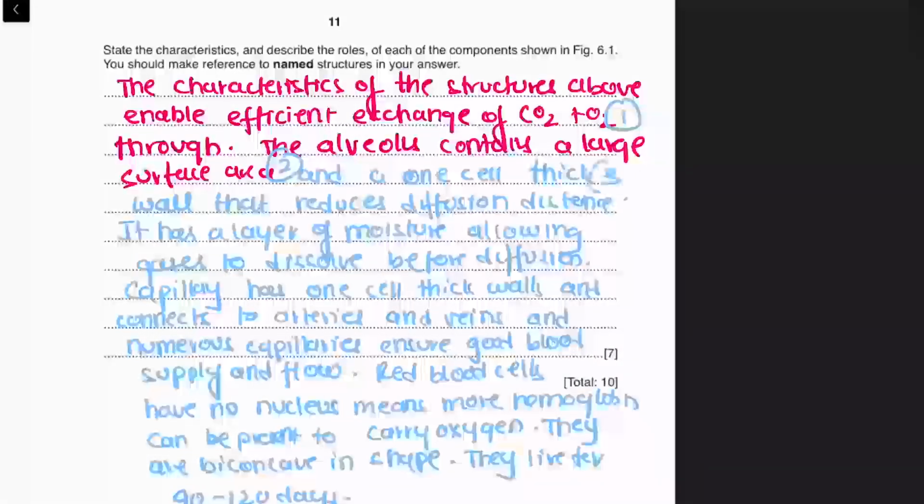1 cell thick wall, third mark. Large layer of moisture, fourth mark. Right? Capillary, 1 cell thick wall, fifth mark. Connects to arteries and veins, 6th mark. Allows good blood supply, 7th mark. Red blood cells have no nucleus, 8th mark. So you only have to get 7.